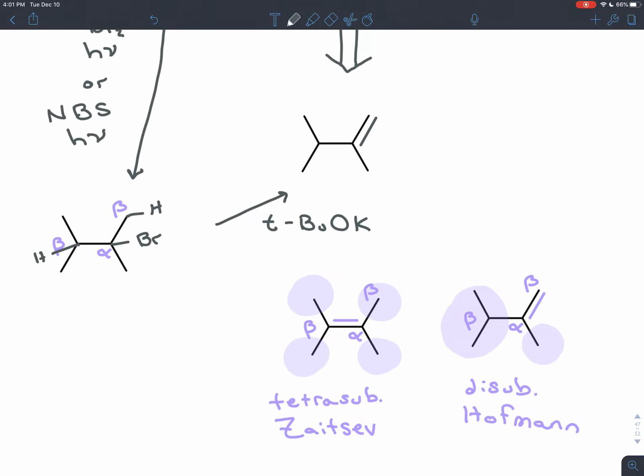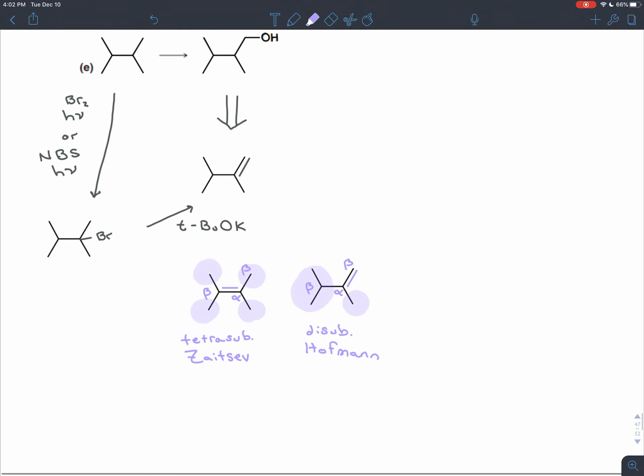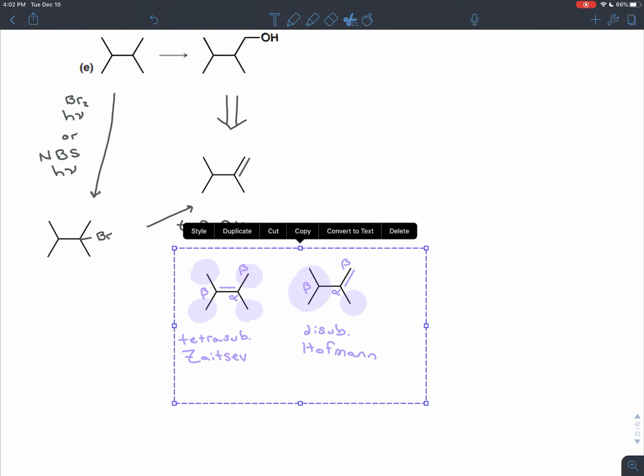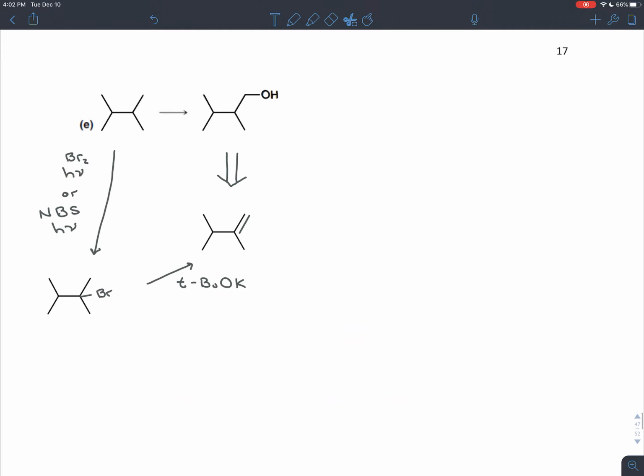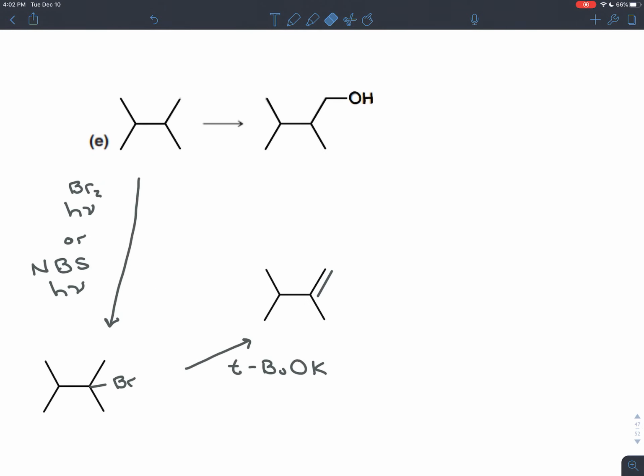This is so bulky that it steals the hydrogen on the less crowded carbon, and so it gives you a pi bond in the direction of that less crowded carbon. So we can get that Hofmann product by using a bulky base like potassium tert-butoxide. Once we have that, now we can rearrange our other arrow, reverse the retrosynthetic arrow. Now we just have to add this OH on.